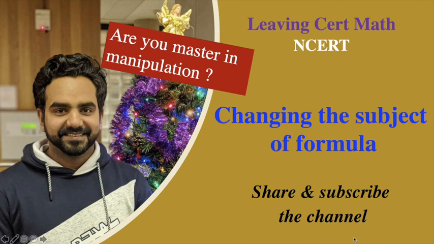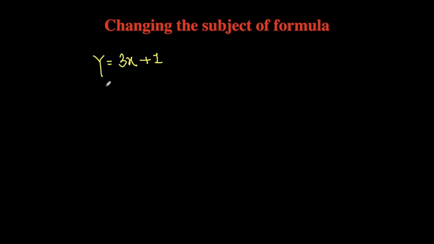Okay, so let's start. Now let's see, this is a straight line equation, which is given in the form of y is equal to 3x plus 1. Now if I want my formula in terms of x is equal to something, first understand this is the subject of the formula. Basically we want to change our subject from y to x. So how can we do that? Let's start with this question.